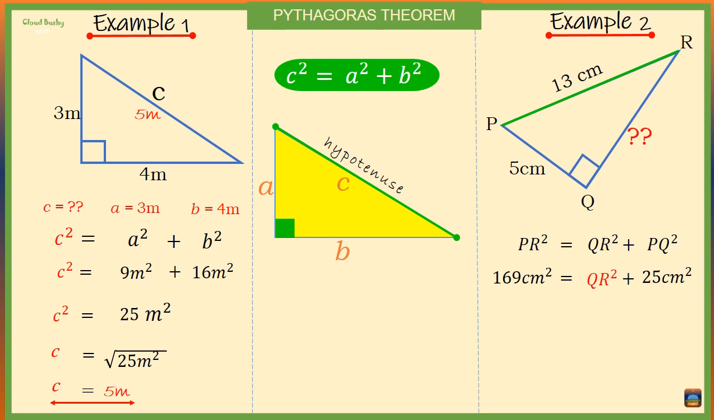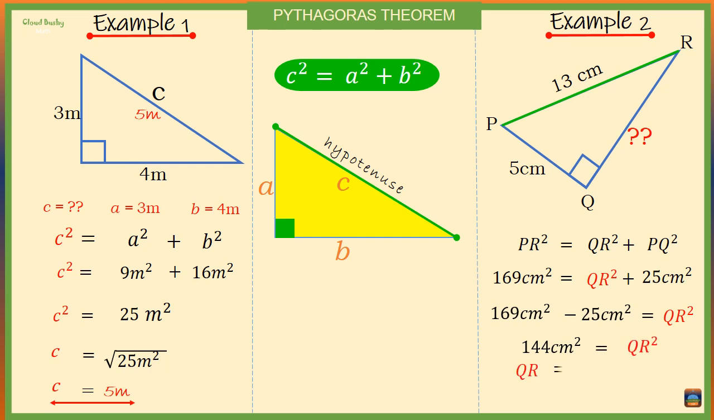Taking 25 square centimeters to the left-hand side, now we have 169 minus 25 square centimeters. This is equal to QR squared. 169 minus 25 square centimeters is 144 square centimeters. This is equal to QR squared.